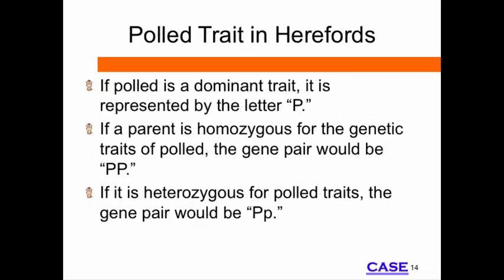Let's see a specific example for the rules for using a Punnett Square by examining the polled trait in Herefords. If polled is a dominant trait, it is represented by the capital P. If a parent has homozygous genes for the polled trait, the gene pair would be two capital P's. If the parent has genes for both polled and horn traits, the heterozygous gene pair would have a capital P and a lowercase p. The homozygous recessive gene pair, consisting of two lowercase p's, would code for the horn trait.